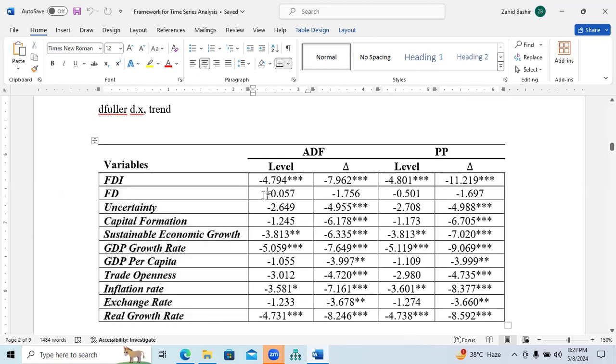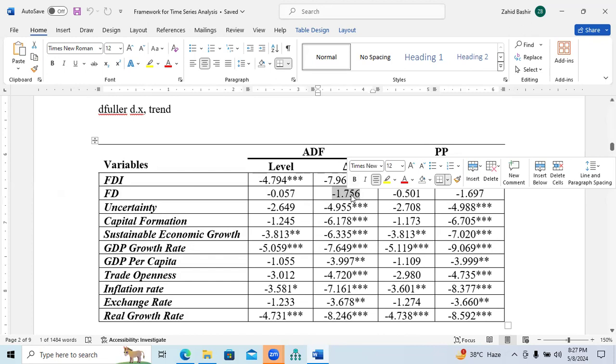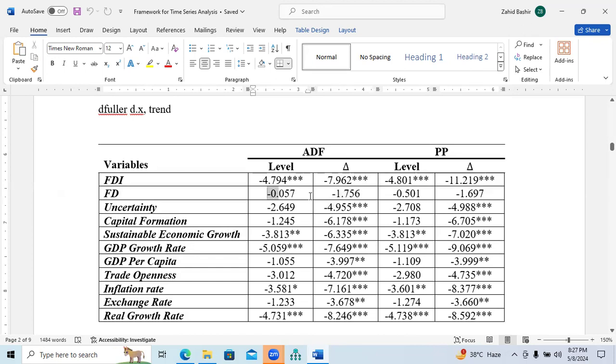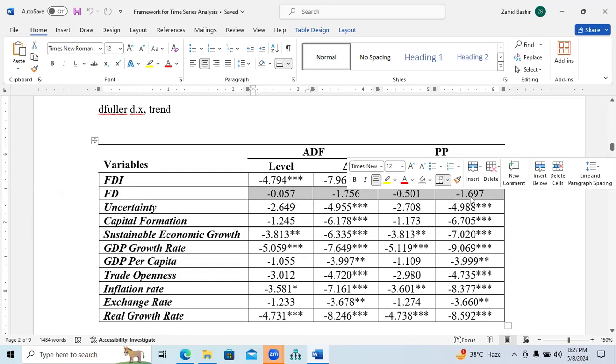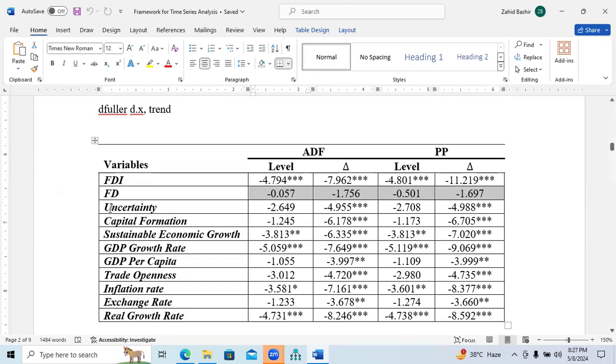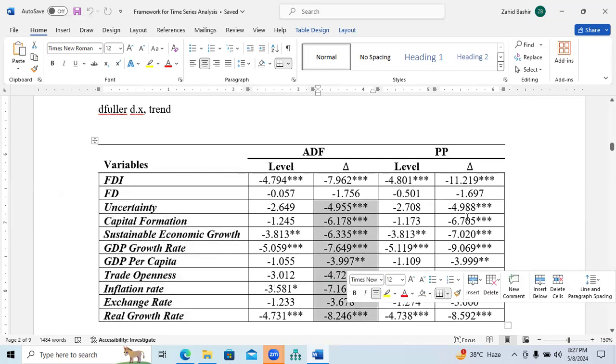For example, if you can see financial development, which is the first independent variable, it is not stationary at level. It is also not stationary at first difference, but it is stationary at second difference. So we can say that here the first independent variable being stationary at the second difference will indicate a mixed stationarity for all the independent variables. If you see the other independent variables, for example, uncertainty, sustainable growth, capital formation, GDP growth rate, GDP per capita, trade openness, inflation rate, exchange rate, and real growth rate, all of them are stationary at first difference using both methods.